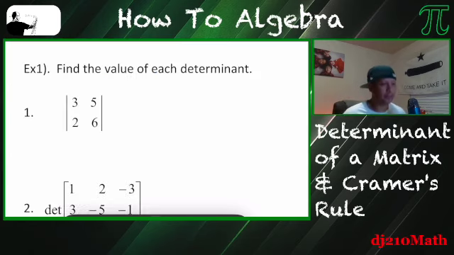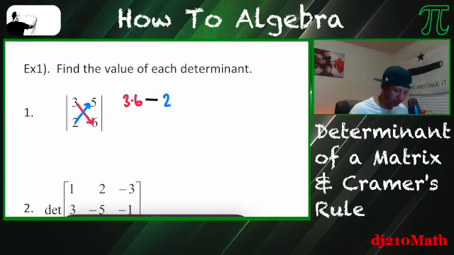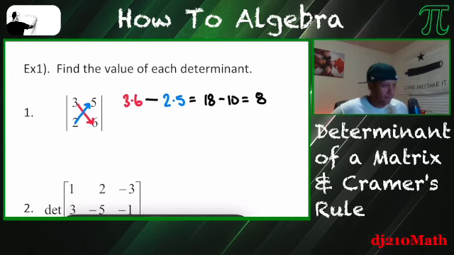All right, I want to find the determinant of this matrix. So we have 3, 5, 2, 6. Again, you multiply the diagonals. So 3 times 6 minus, always minus, and then bottom left times top right, 2 times 5. We do this calculation. We see 3 times 6 is 18, minus 2 times 5, which is 10. And we get 8. All right, it's very straightforward. There's no hidden tricks at the moment.